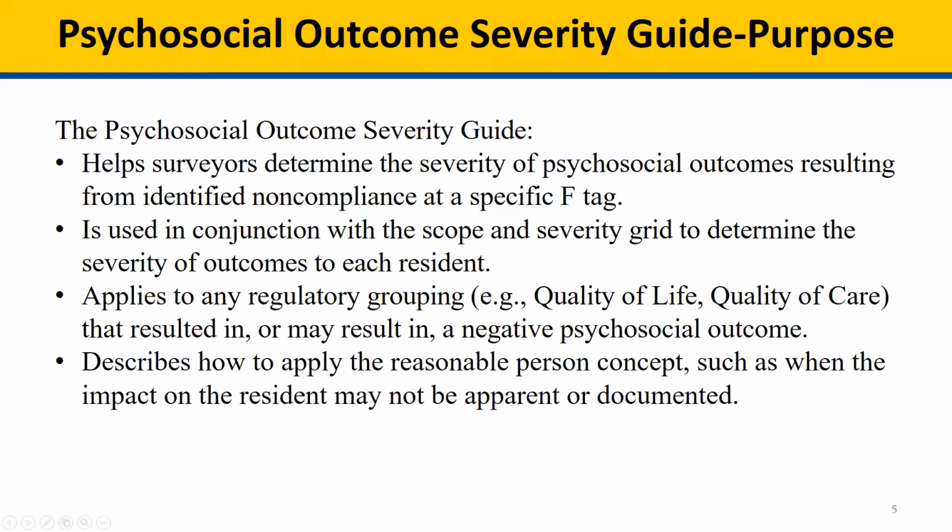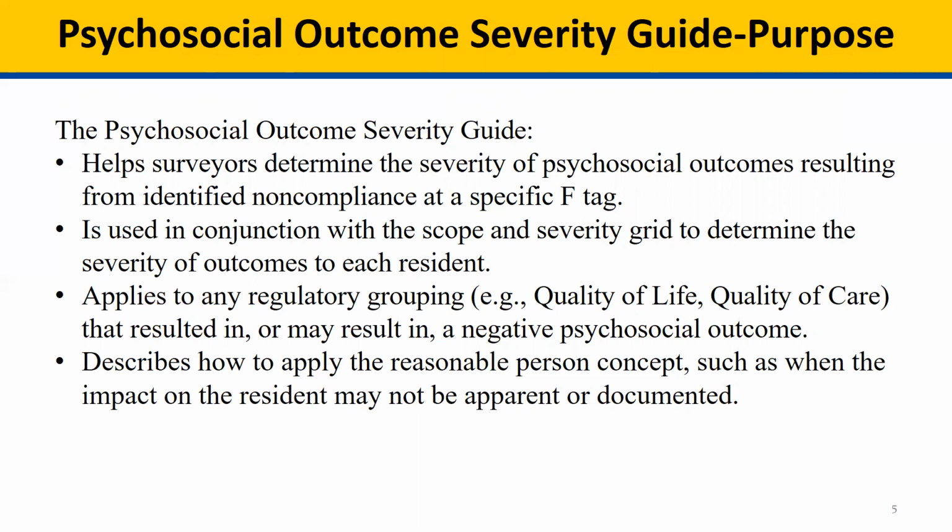Before we review the specific revisions to the guide, I will provide an overview of the purpose of the guide. The Psychosocial Outcomes Severity Guide helps surveyors determine the severity of psychosocial outcomes resulting from identified noncompliance at a specific F tag. We want to emphasize that surveyors must determine whether noncompliance exists first before determining the severity level of the deficiency. The guide is used in conjunction with the scope and severity grid to determine the severity of outcomes to each resident. This guide is not intended to replace the current scope and severity grid.